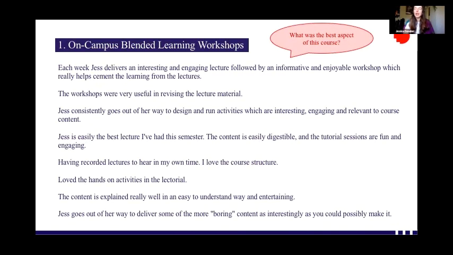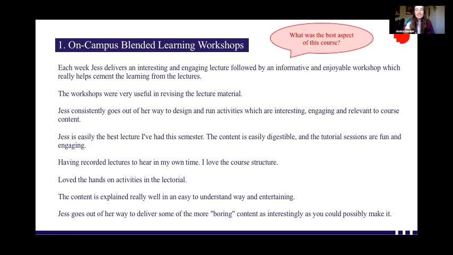So, different quotes that have come from my courses. Students really like this. These are all 2021 quotes, so earlier this year. What is the best aspect of this course? Some of the comments I got back were: each week Jess delivers interesting and engaging lectures, followed by an informative and enjoyable workshop, which really helps cement the learning from lectures. The workshops were very useful in revising the lecture material. Jess consistently goes out of her way to design and run activities that are interesting, engaging, and relevant to the course content. Jess is easily the best lecturer I've had this semester.